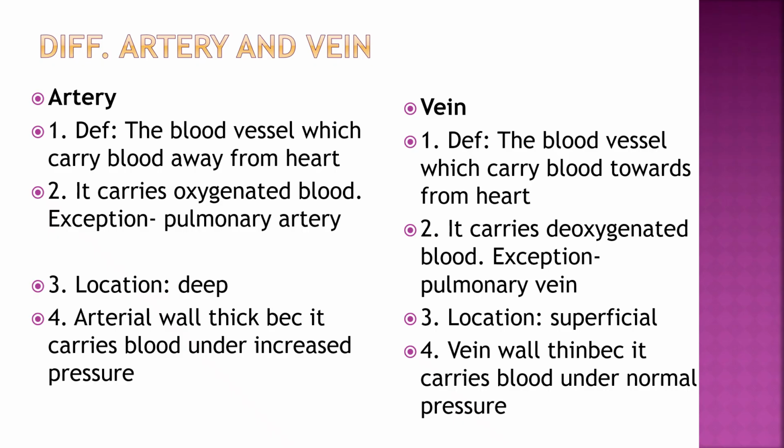Artery wall is thick because it carries blood under increased pressure, and vein wall is thin because it carries blood under normal pressure. So arterial blood collection is used for blood gas analysis, and mainly the radial artery is used, and veins are superficial, so we can easily do collection for all biochemical and serological testing.